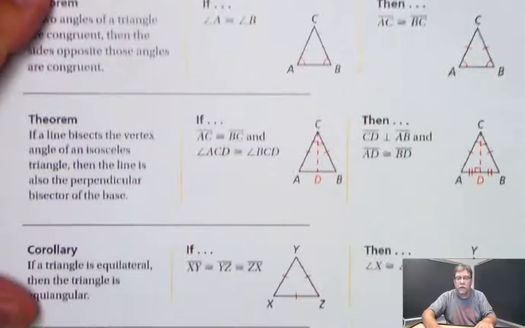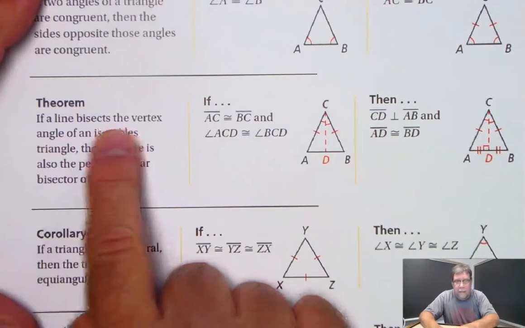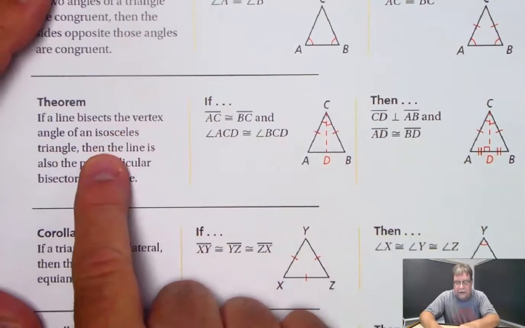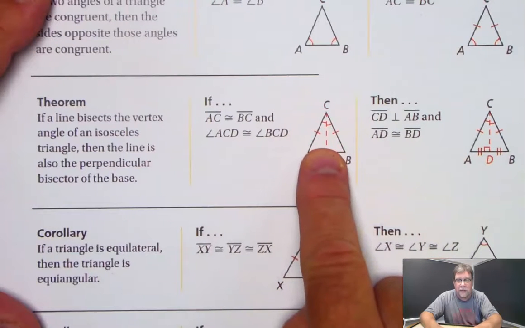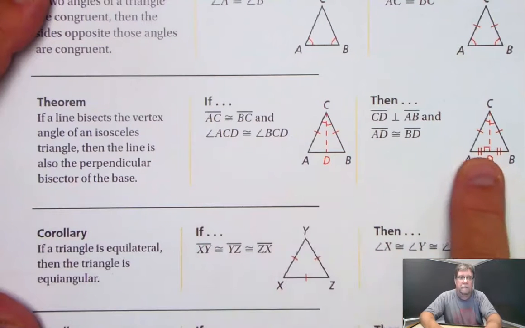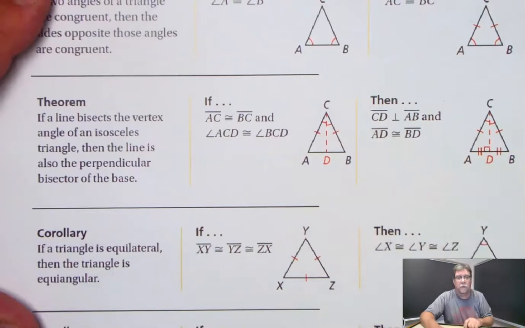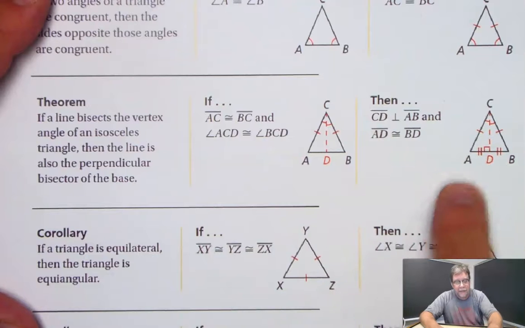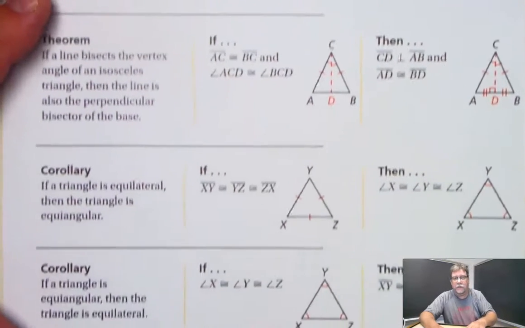And one more postulate here, or one more theorem. It basically says that if a line bisects the vertex angle of an isosceles triangle, so we draw a dotted line straight down through that angle C, then the line is perpendicular to the base. Then we will have perpendicular to the base, and we're also going to have two congruent sort of mini segments, if you will. So AD and BD would be congruent. And then two corollaries come from this.